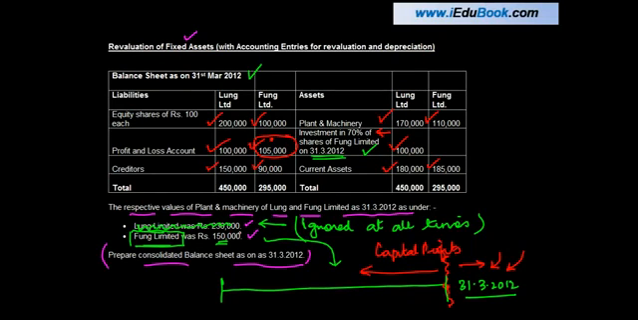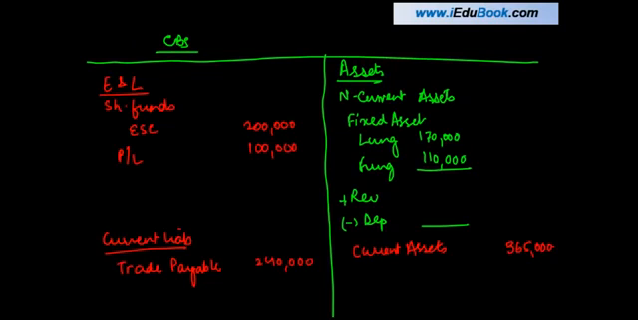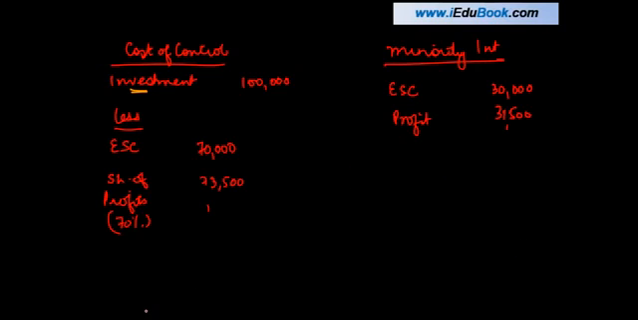Now, the only thing left out here is that the revaluation for the subsidiary has to be done for the fixed asset. So in the balance sheet, you have 1,10,000 worth of plant and machinery, whereas you have 150 here. So how much is the revaluation? The revaluation is equal to 1,50,000 minus 1,10,000, 40,000.